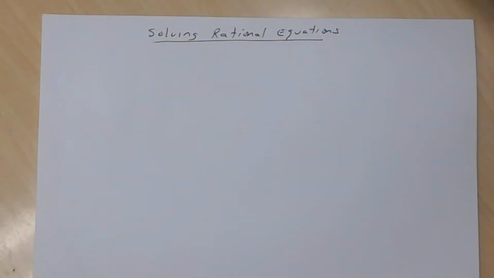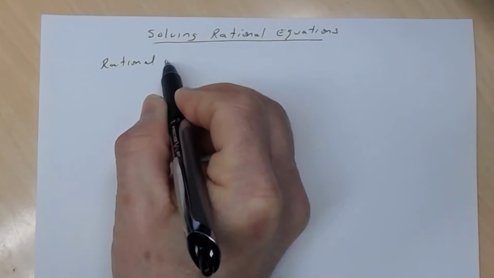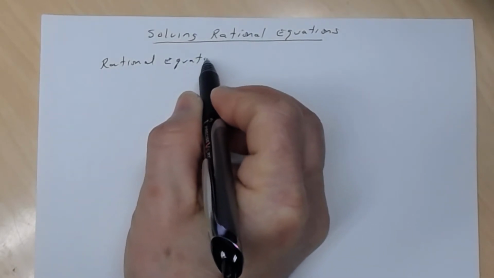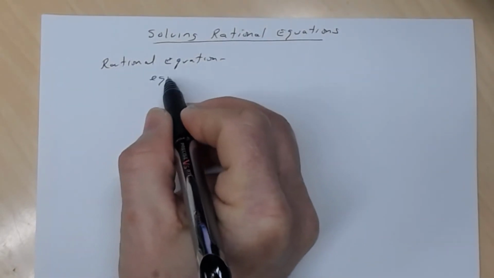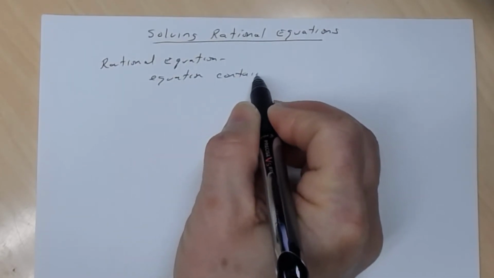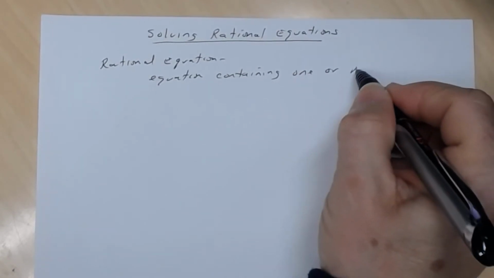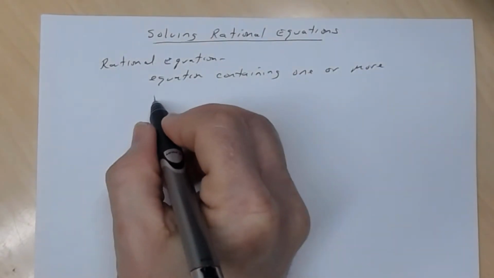Okay, so in this lesson, we're going to learn how to solve rational equations. Now, a rational equation, by definition, is an equation containing one or more rational expressions.